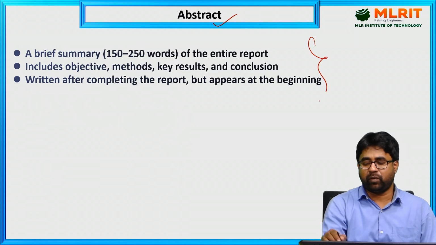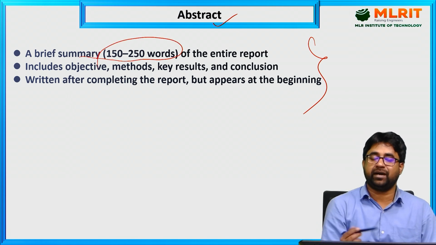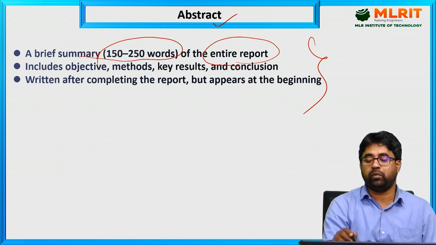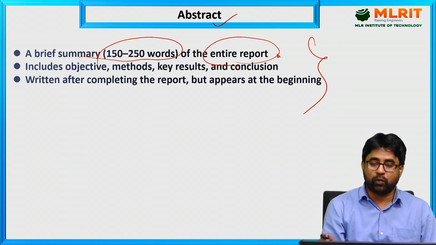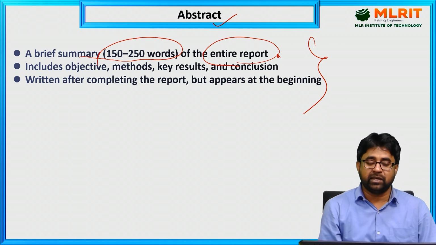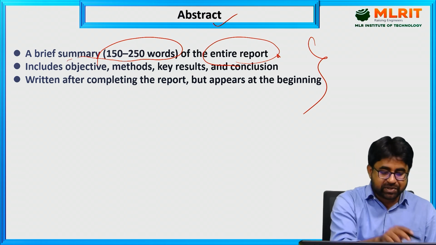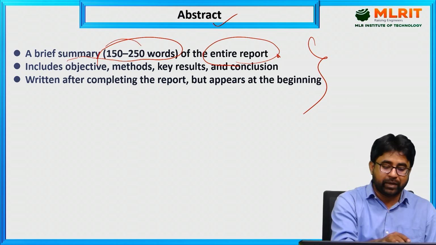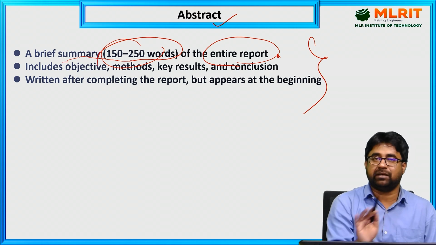This is very important. Now what is an abstract? A brief summary, 150 to 250 words, of the entire report. So before someone reads your report in detail, each and every component, they should have a glimpse of what is there in your report. Your abstract of a technical report will actually provide that glimpse. So it is nothing but a brief summary.